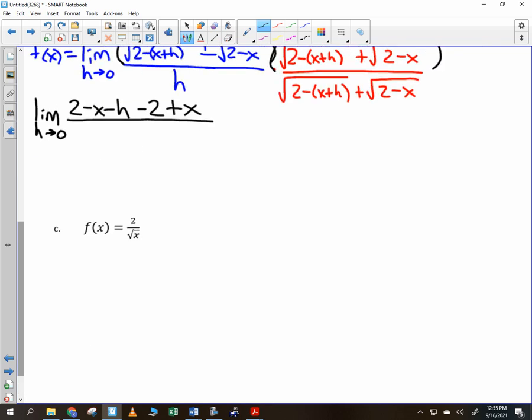In the bottom, I have h times the square root of 2 minus x plus h plus the square root of 2 minus x. Is everybody okay with the bottom? Good. What do you notice?